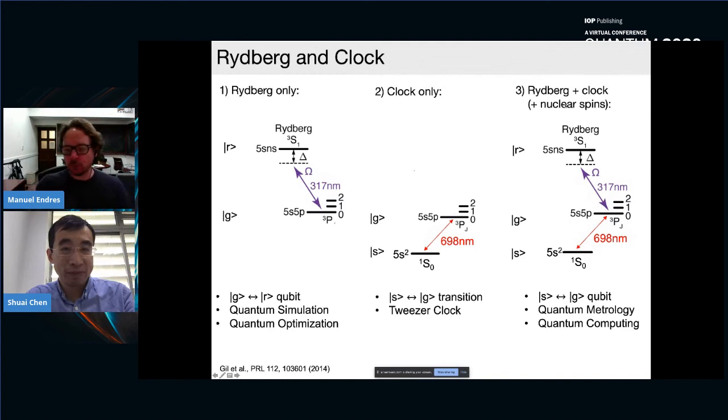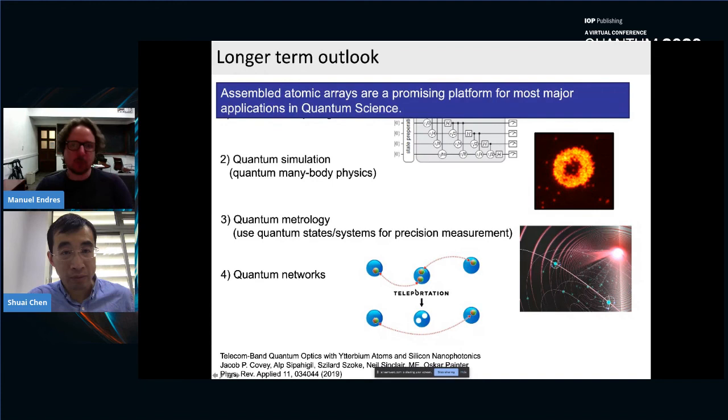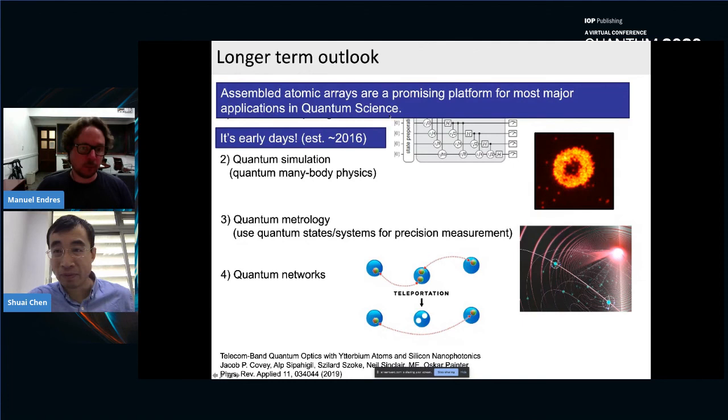And now, zooming out one more time, I think the main take-home message is really that these new arrays via atom-by-atom assembly are a pretty new tool and a new platform that is applicable to many of these directions. I talked mainly about results in the context of computing, simulation, and metrology. We also have some proposal work for networks where we think alkaline earth atoms can be used for direct telecom interfaces, which is really quite nice, using cavities. So the take-home message is really that this is a promising platform for most applications in quantum science. And for some of them, we really have state-of-the-art results competitive with all other platforms.